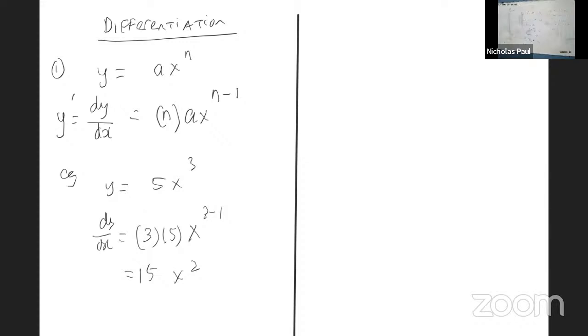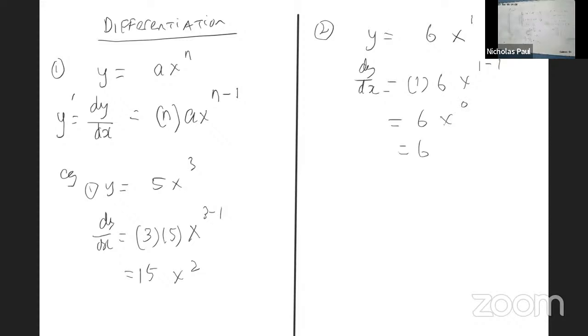All right? If on the other hand, I gave you something like this, y is equal to 6x. Remember, 6x means 6x to the power of 1. So the differential of that, you bring down the 1, write back the 6 and minus 1 from the power. So you'll get 6x to the power of 0, which is the same as 6. So in short, the differential of 6x is just simply 6.